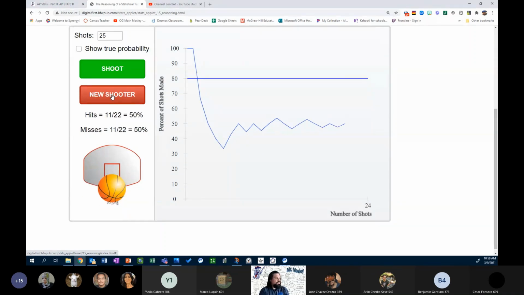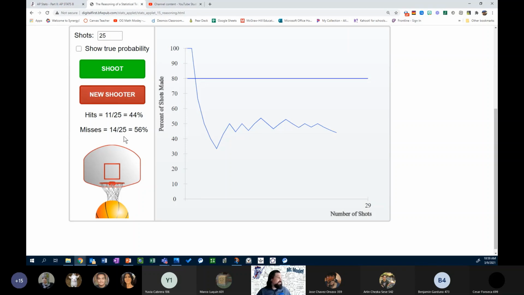Right. And as we get to the end of the first 25 shots, we are not looking so great for him. He hit 11, missed 14. So his rate is actually at 44% for this set of 25. All right, that's only 25 shots. Let's have him do some more. So we'll run our simulation again. 25 more shots.